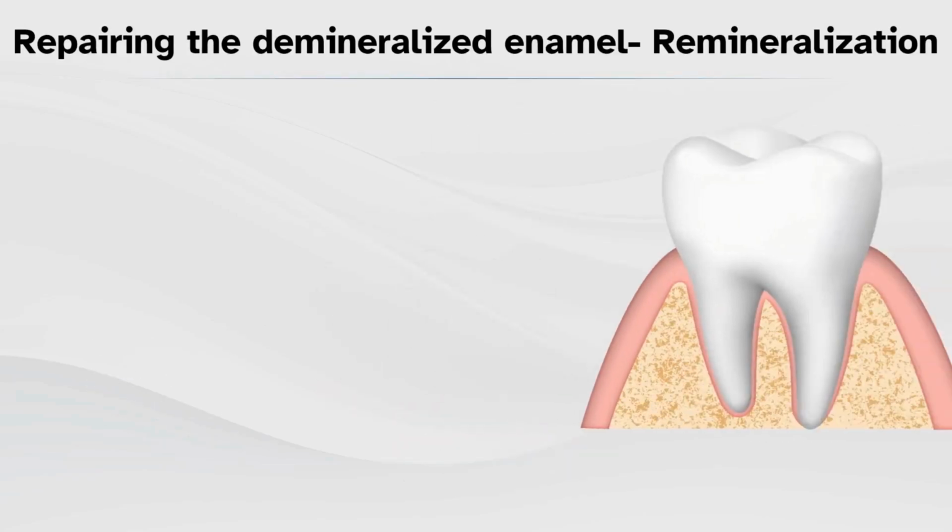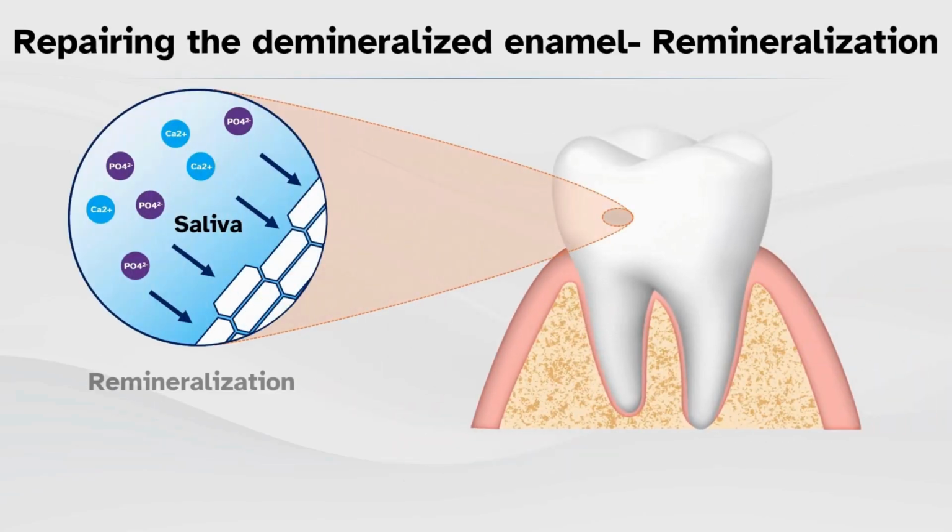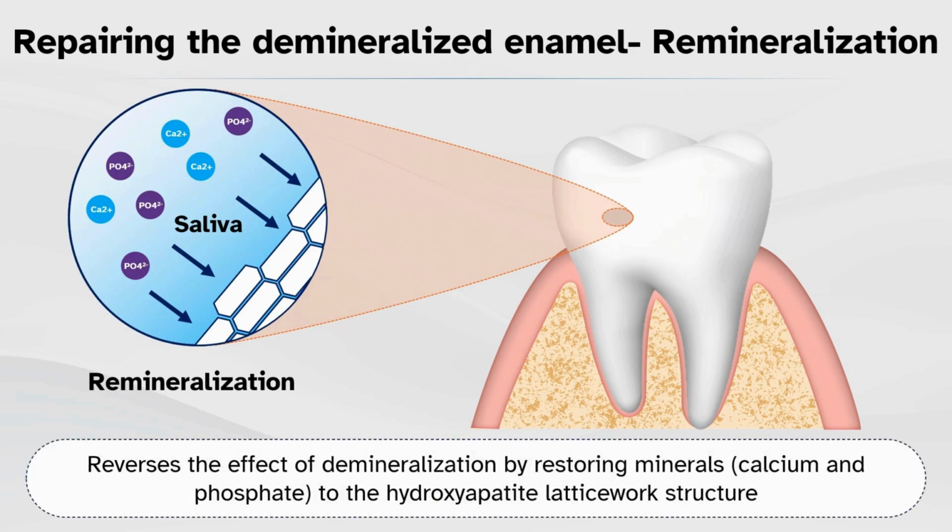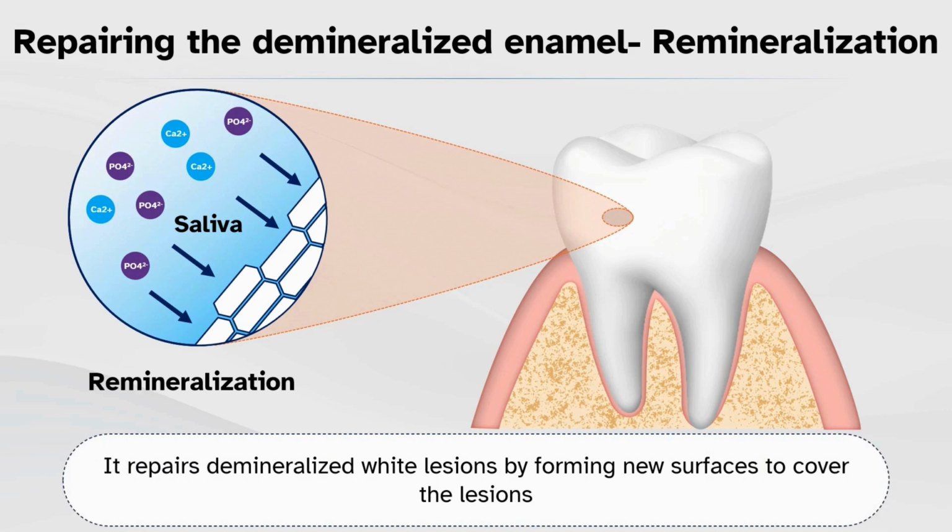Fluorides can repair the white spots and demineralized enamel by a process called remineralization. It is the process that reverses the effect of demineralization by restoring minerals, calcium and phosphate to the hydroxyapatite latticework structure. Thus, when fluoride is present in adequate amounts in the mouth, it repairs demineralized white lesions by forming new surfaces to cover the lesions.